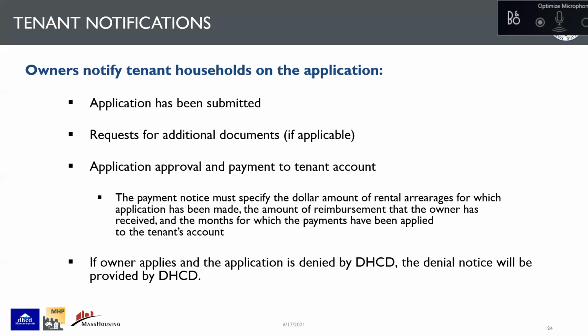So on our website, we do have a form. We have template letters on all of these notifications. For example, the application approval and payment notice does include an area for the specific dollar amount of rental arrearages that were applied and the amount of reimbursement that the owner has received, as well as the months for which the payments have been applied to the tenant's account. If an owner submits an application and that application is denied by DHCD, DHCD does send the denial notice both to the resident and the owner.